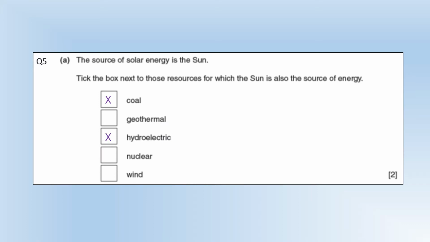It essentially relies on the sun evaporating water and then it raining down on the top of mountains. Nuclear uses energy inside atoms, or the nucleus of an atom, so it's not that one. Wind also relies on the sun, because it relies on the sun heating up various sections of the earth, increasing their temperature, which causes wind to then flow in the form of a convection current.